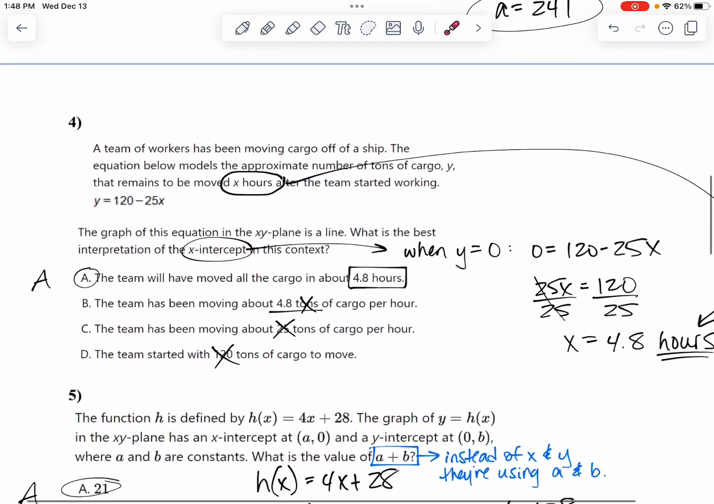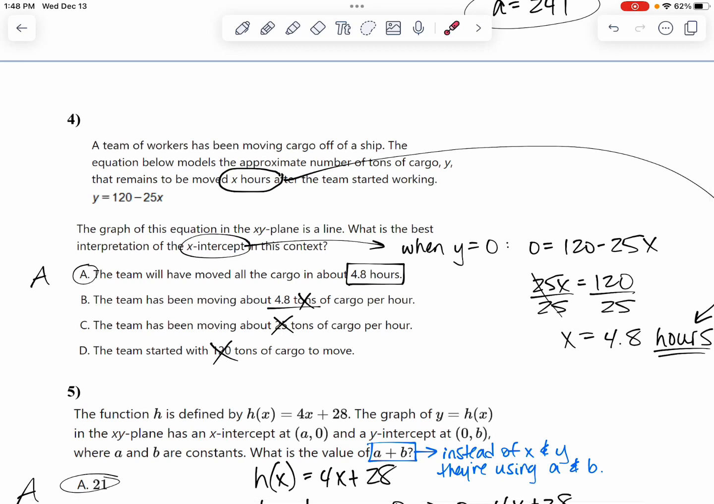For number 4, let's see, a team of workers, they're moving cargo off a ship. You can see that I'm kind of scanning the words here, looking for formulas. And this question is asking about the x-intercept. Okay, I know how to find the x-intercept. You plug in 0 for y. Okay, so I'm doing that here. I plugged in 0 for y. I've got 120 minus 25x.